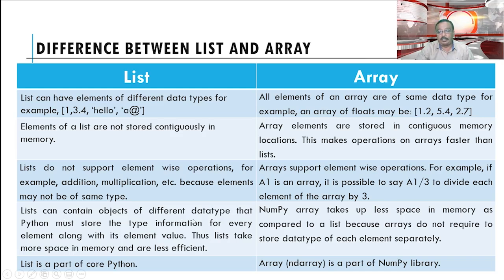List can contain objects of different data types, so Python must store the type information for every element. So it is a list. If it is containing different types of elements, it has to store what the type is also. But the NumPy array takes up less space in memory as compared to the list, because arrays do not require storing the data type of each element separately. And list is a part of core Python, whereas ndarray is a part of the NumPy library, which is a third-party library function.